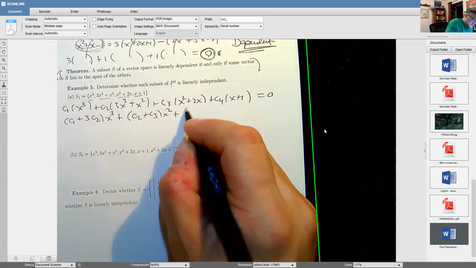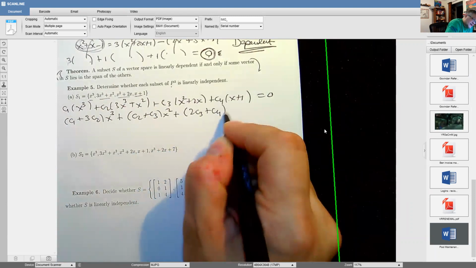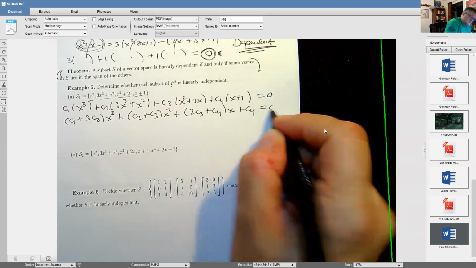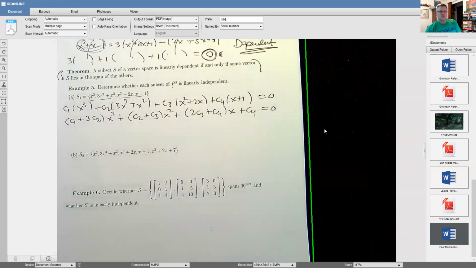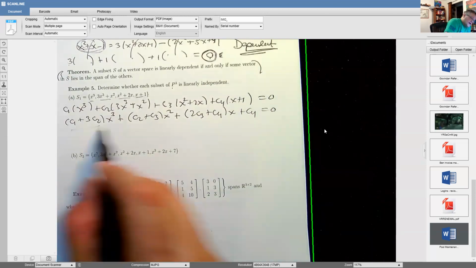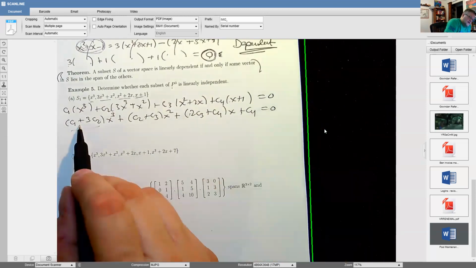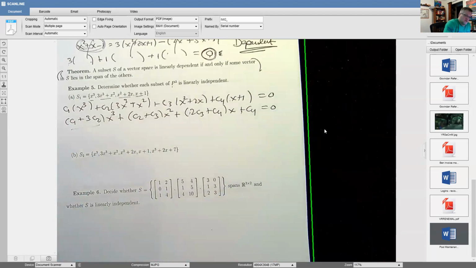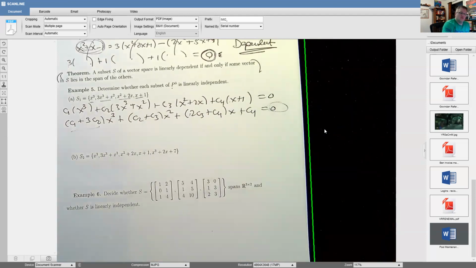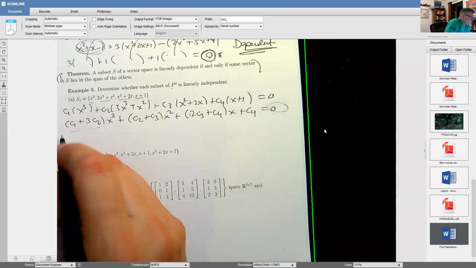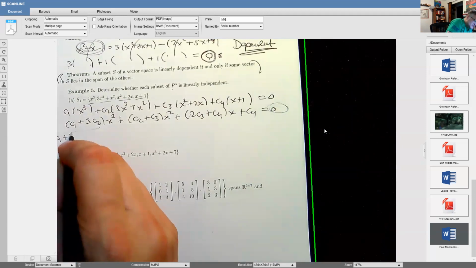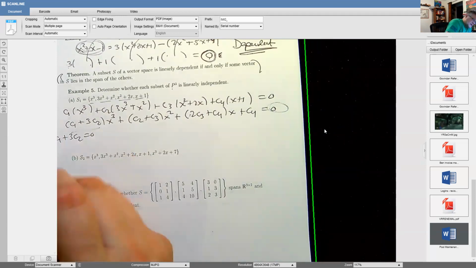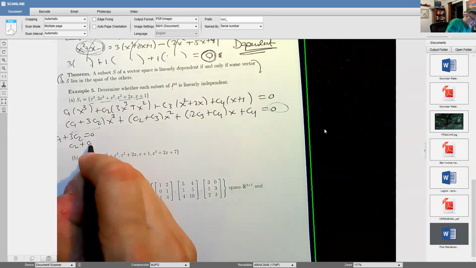Plus 2C3 plus C4 times x, and then plus C4 is equal to 0. So distribute the C's through, add like terms, and then factor out the x squared, x cubed going up. The only way that's going to be 0 is if the corresponding coefficients of the x cubed, x squared, x, and constant terms are 0. For the 0 function, all those constants are 0. And so what we get is the system: C1 plus 3C2 is equal to 0, C2 plus C3 is equal to 0.